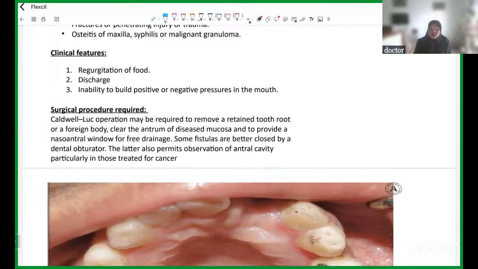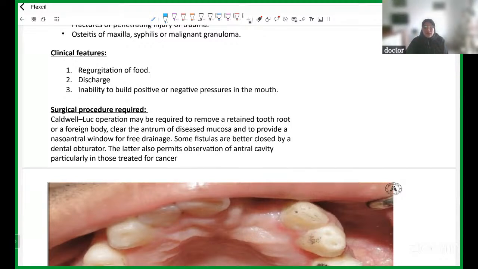Or sometimes it is inability to build positive or negative pressure in the mouth. If you ask this patient to hold some air in the mouth, they won't be able to do it. Why? Because the air is just passing through the fistula and coming out from the nose. So patients will have difficulty blowing wind instruments or drinking through a straw, or they will not be able to create pressure in the oral cavity. All right, this is because of the fistula. The air passes through the fistula from the nose or the antrum to the oral cavity. Okay, so it is always the oroantral fistula that might lead to these types of defects.